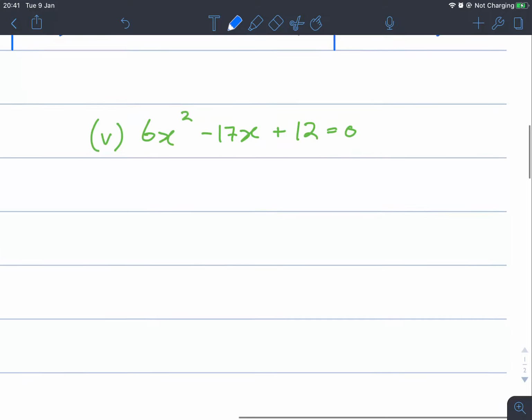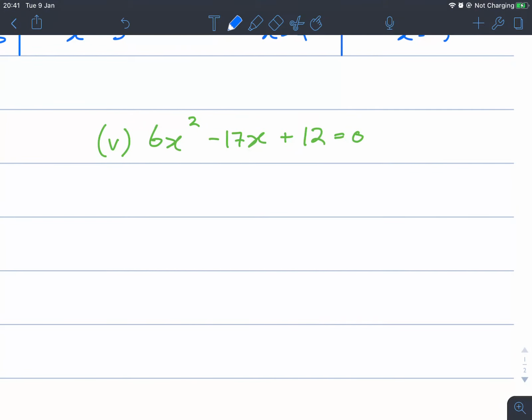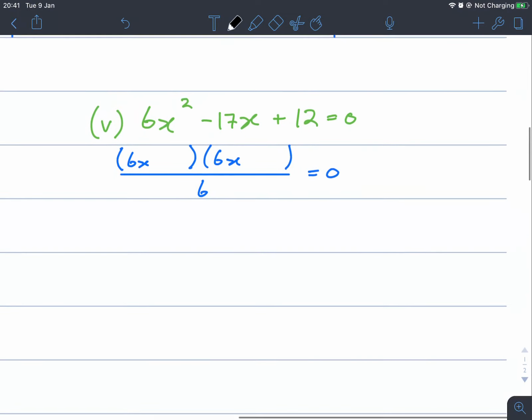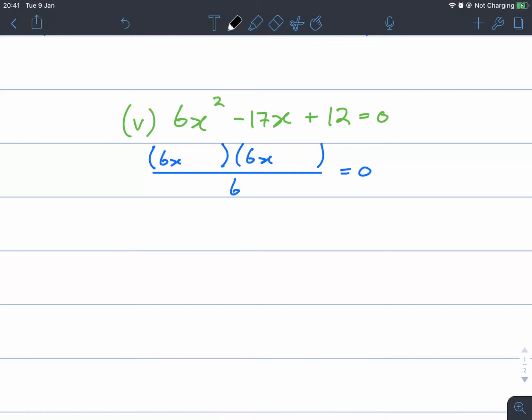One last example here. For this one, we need to do a non-monic factoring, so I'm going to get this ready. 6x squared minus 17x plus 12, all over 6 equals 0. So let's factor these out. Let's figure out the numbers that we need. We need two numbers that multiply to 72 but add to negative 17. Just looking at that, the only way I can think of this is that we need two negative numbers, because two negative numbers will multiply to a positive but add to a negative.